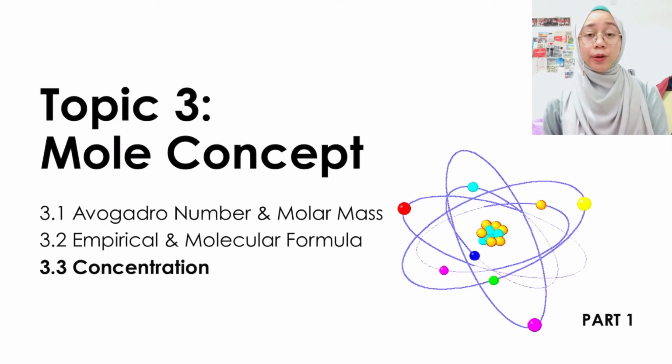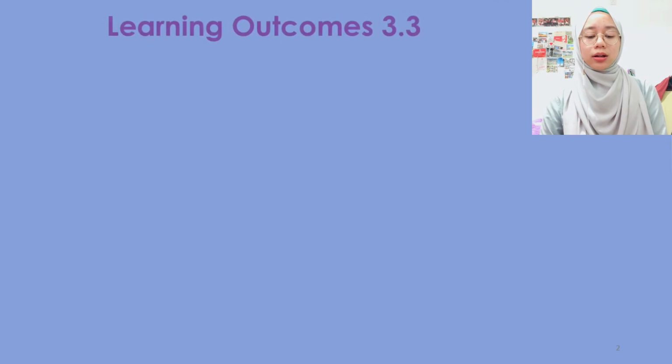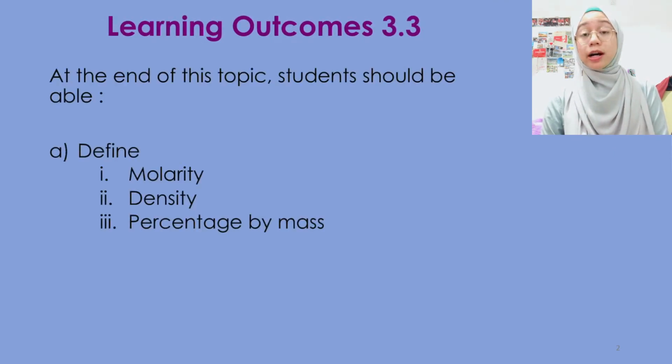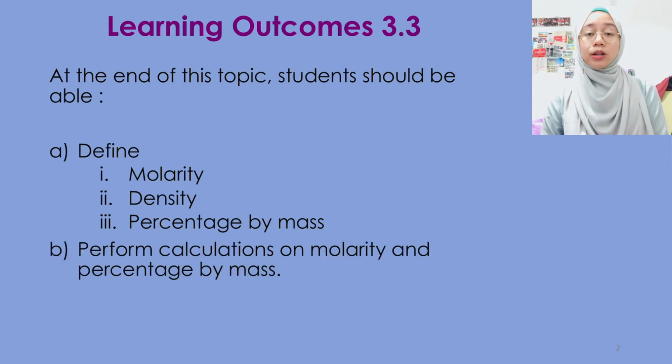So today we are going into the last subtopic of topic 3, which is on concentration. Let's have a look at the learning outcome first. By the end of this lesson, you should be able to define molarity, density, and also percentage by mass. Basically, all these three are types of concentration. Then we will also perform calculation on molarity and percentage by mass.